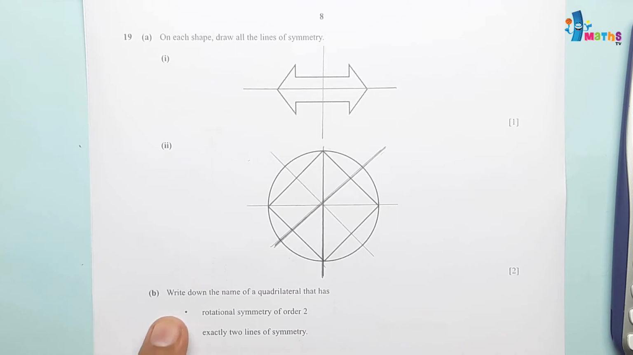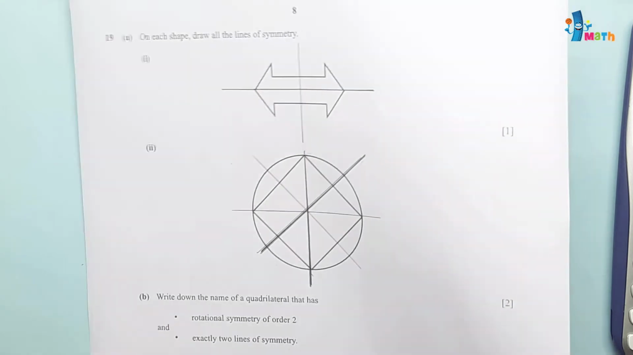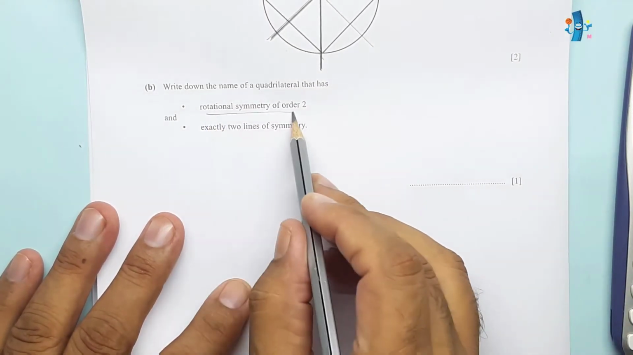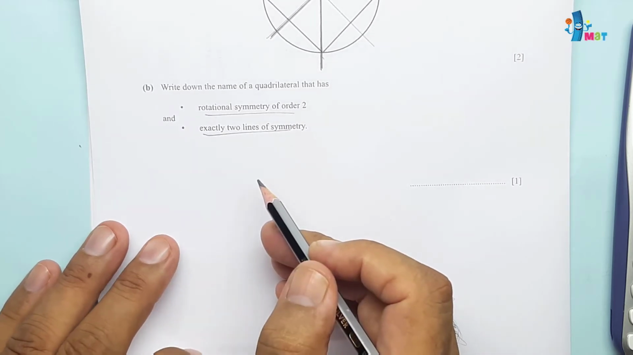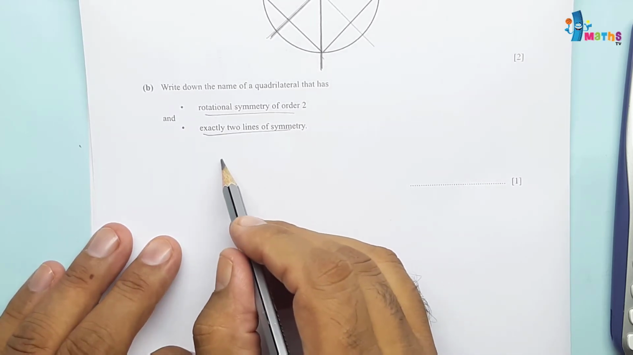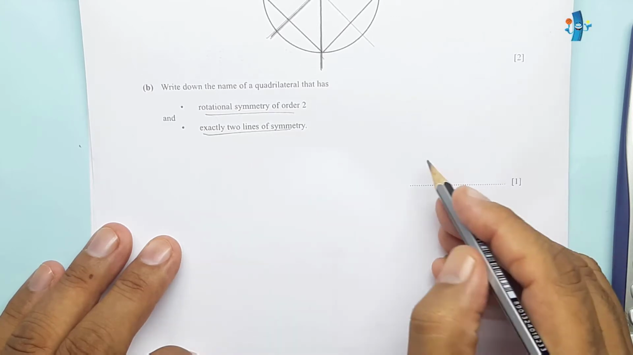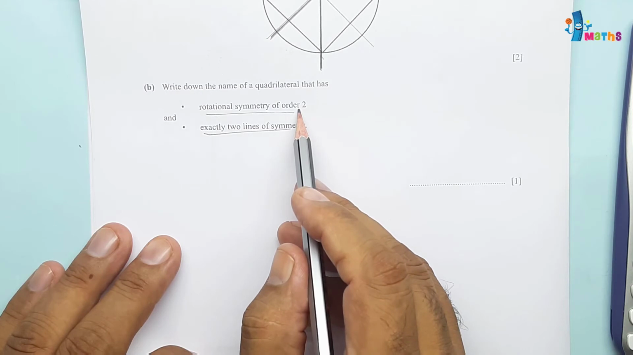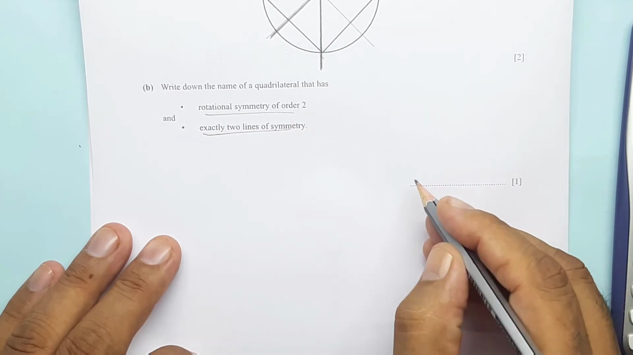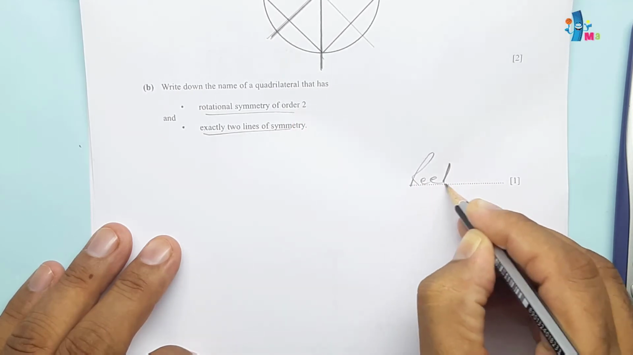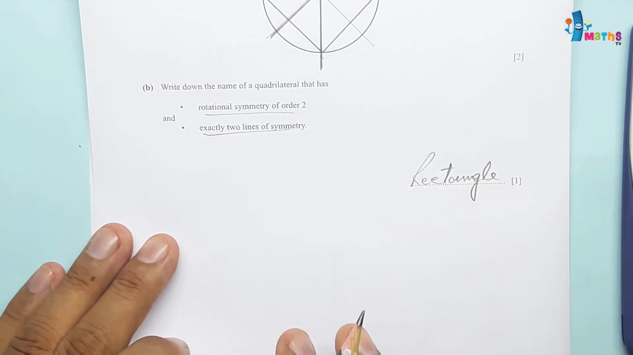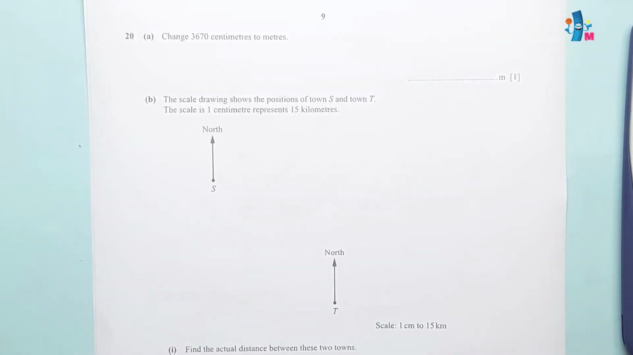In this case, write down the name of quadrilateral that has rotational symmetry of order 2. It should have rotational symmetry of order 2 and exactly two lines of symmetry. So we can have a rectangle or rhombus. These two shapes are having rotational symmetry of order 2 and exactly two lines of symmetry. So I'll take it as a rectangle. You can even take rhombus also.